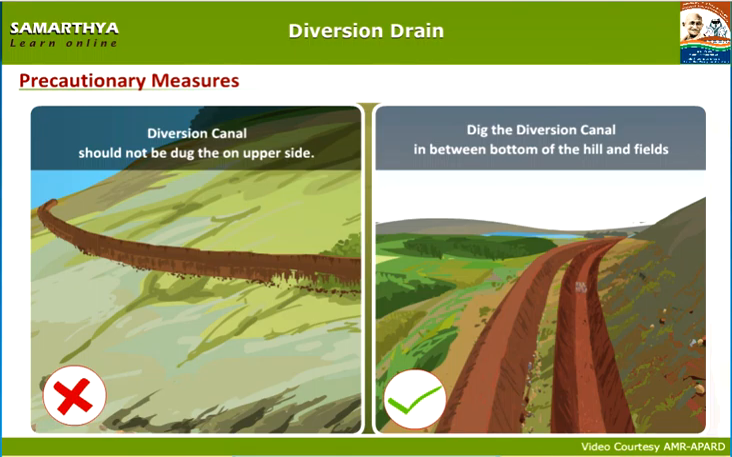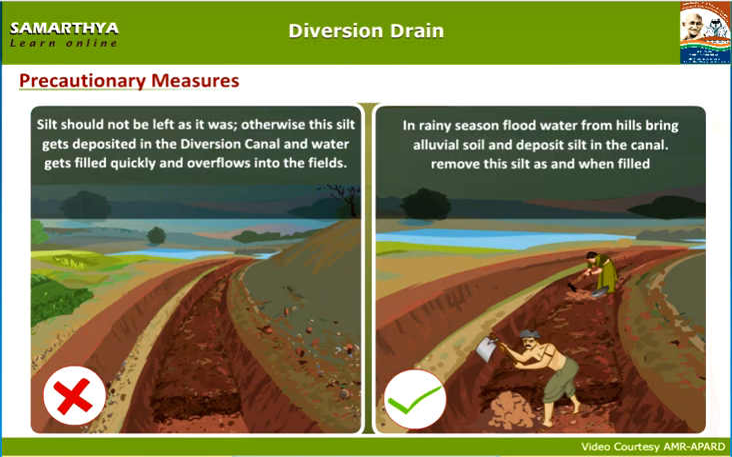Silt shouldn't be left as it is. Otherwise, this silt gets deposited in the diversion canal and water gets filled quickly and overflows into the fields. In rainy season, flood water from hills brings alluvial soil and deposits silt in the canal. Remove this silt as and when filled.